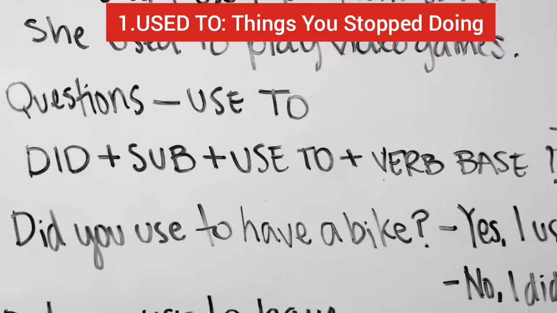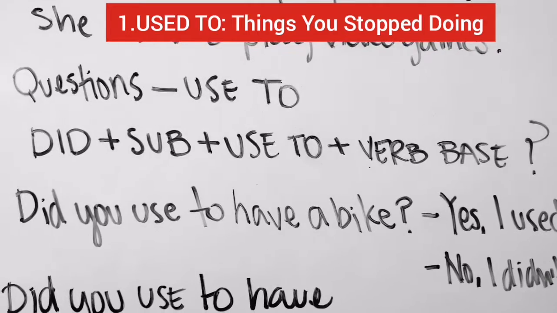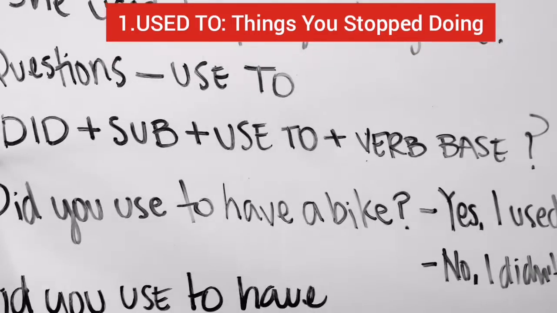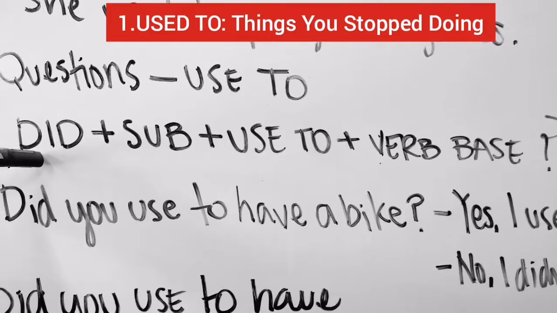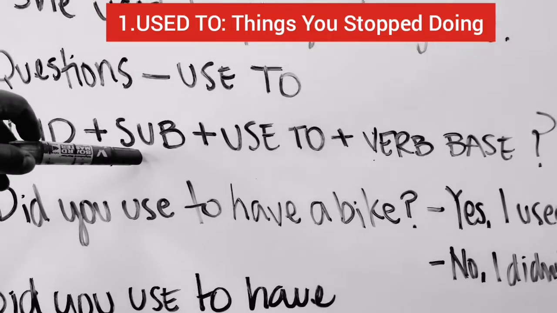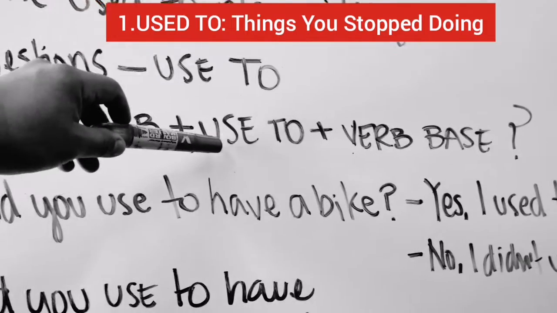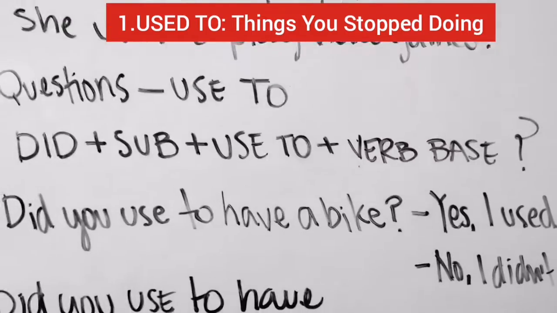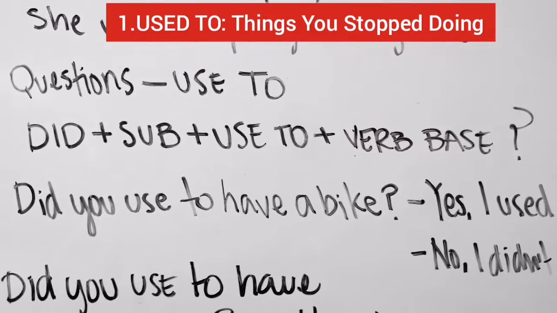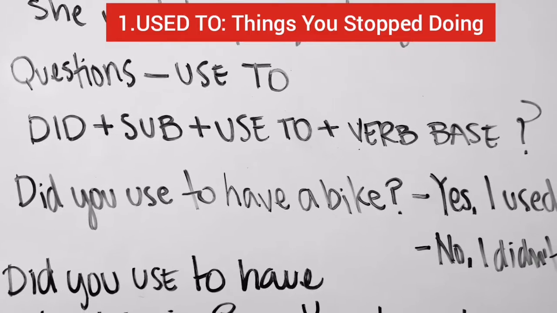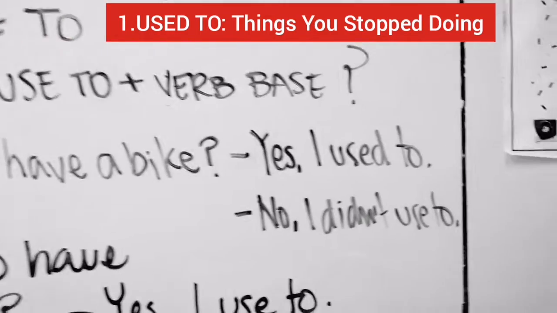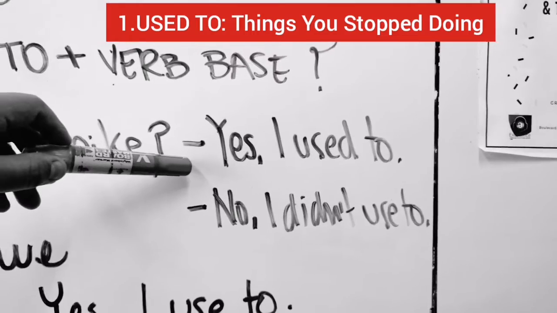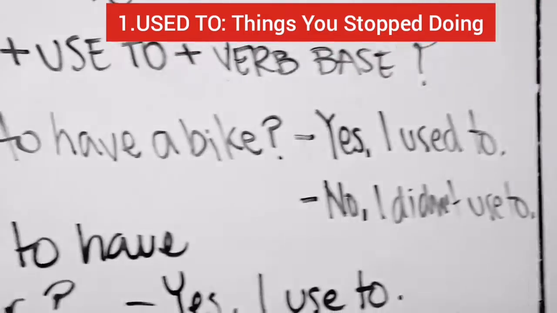Question structures for used to would also involve the use of did. We start with did in the first part of the question. Word order would be followed by the subject. We use used to, the modal verb, and the verb in the base form. An example question of this would be, did you used to have a bike? Answers for this would be, yes, I used to, or no, I didn't used to.